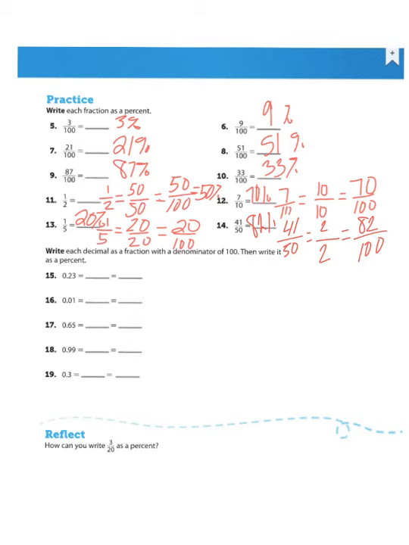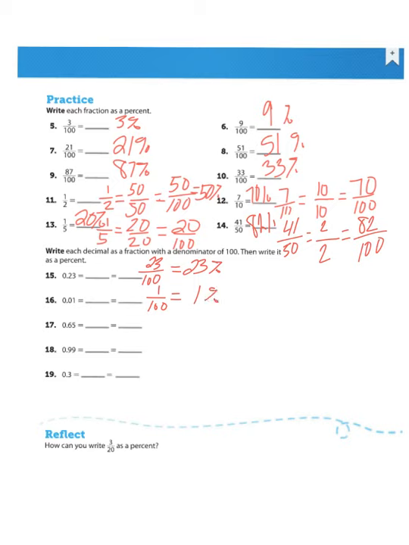On the next part, you just have to write each decimal as a fraction with the denominator of 100, then write it as a percent. So the first direction, we're going to take 0.23. We're going to write it as a fraction, which would be 23 over 100, and that would be 23%. Number 16, 0.01. That's going to be 1 over 100, and that would equal 1%.